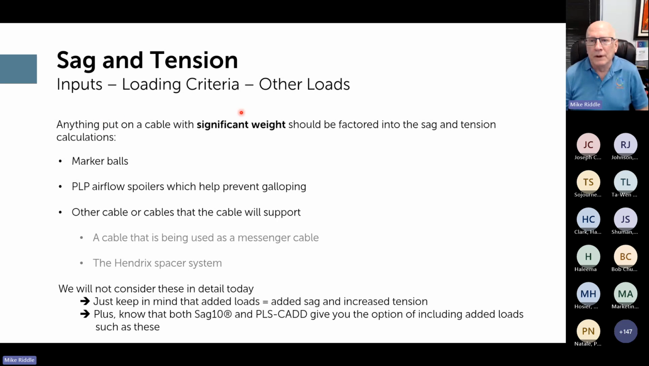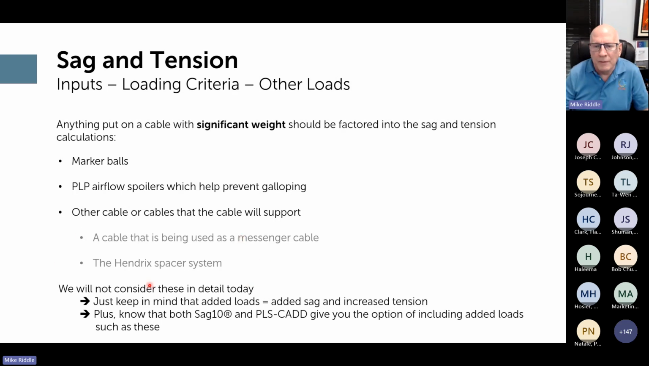Last up, any other loads. Anything that could add significant weight should be factored into the calculation. Things like marker balls in particular, PLP airflow spoilers, which help prevent galloping. Other cables or cables that the cable will support. So a cable that's being used as a messenger cable, you need to calculate its sag and tension data differently than just a standalone cable.